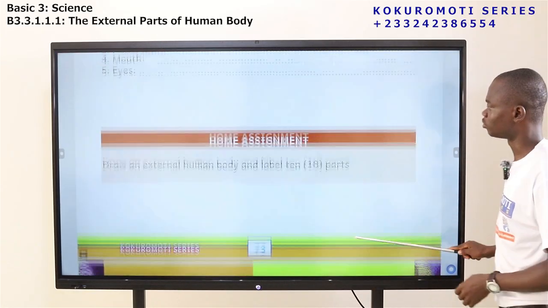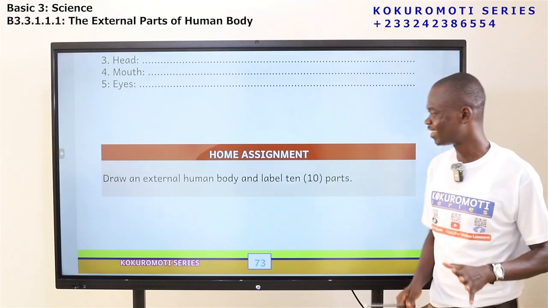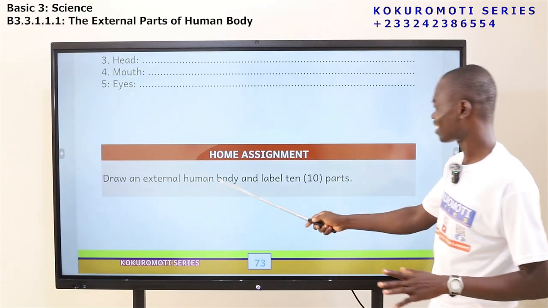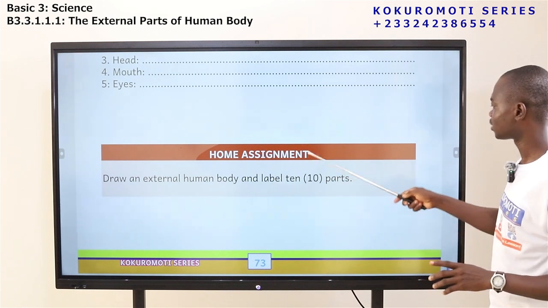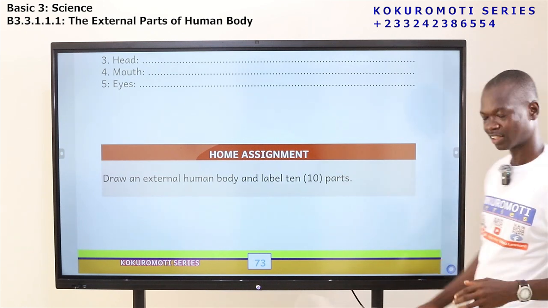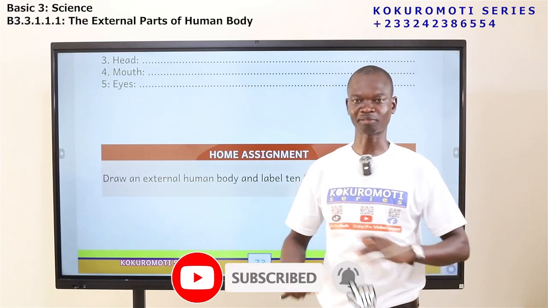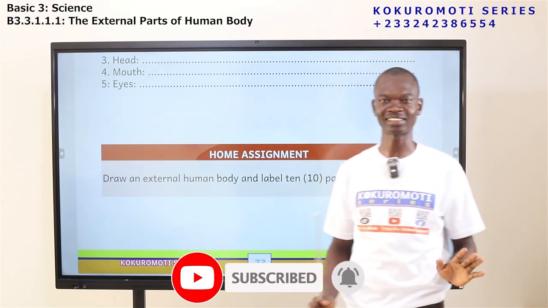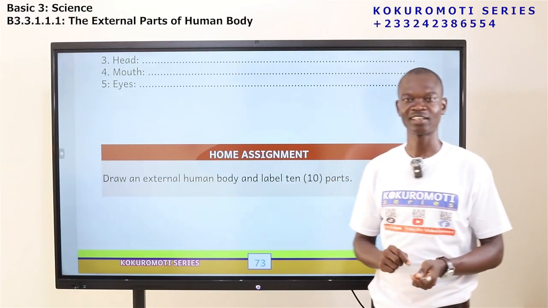I have homework for you. Home assignment. Your work is to draw an external human body and label 10 parts. Draw external human body and label 10 parts. I hope this exercise is simple for you, and I believe you can do it. So do it for me.